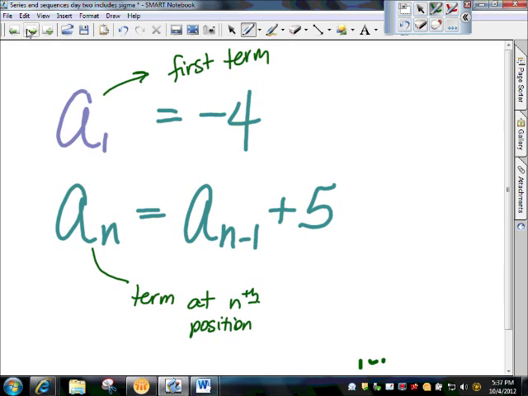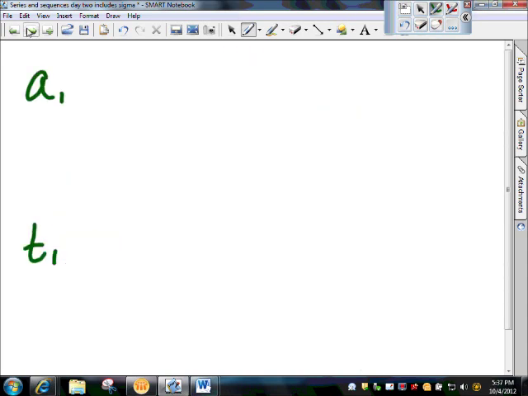So if you'll notice, the term at the first position is -4. Then you look at the formula, which means you're just going to add 5 each time, which is a common difference of 5, which means a lot. And so when they say nth position, it just keeps on going into infinity. Sometimes they'll put a number there.